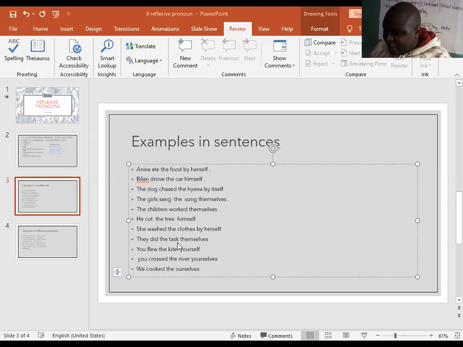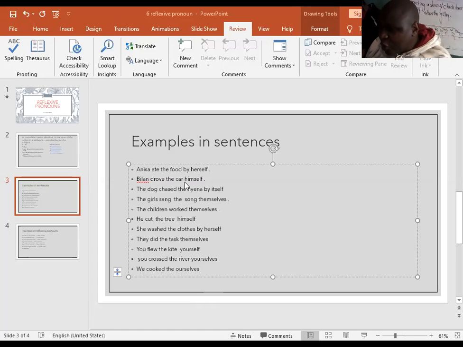Then next is you flew the kite yourself. I don't know whether most of you like playing with kites. Playing with the kite is a very good thing to do. It's fun, it's good, and it's quite inviting. So we can say you play with a kite or you fly it yourself. You are yourself. Right?